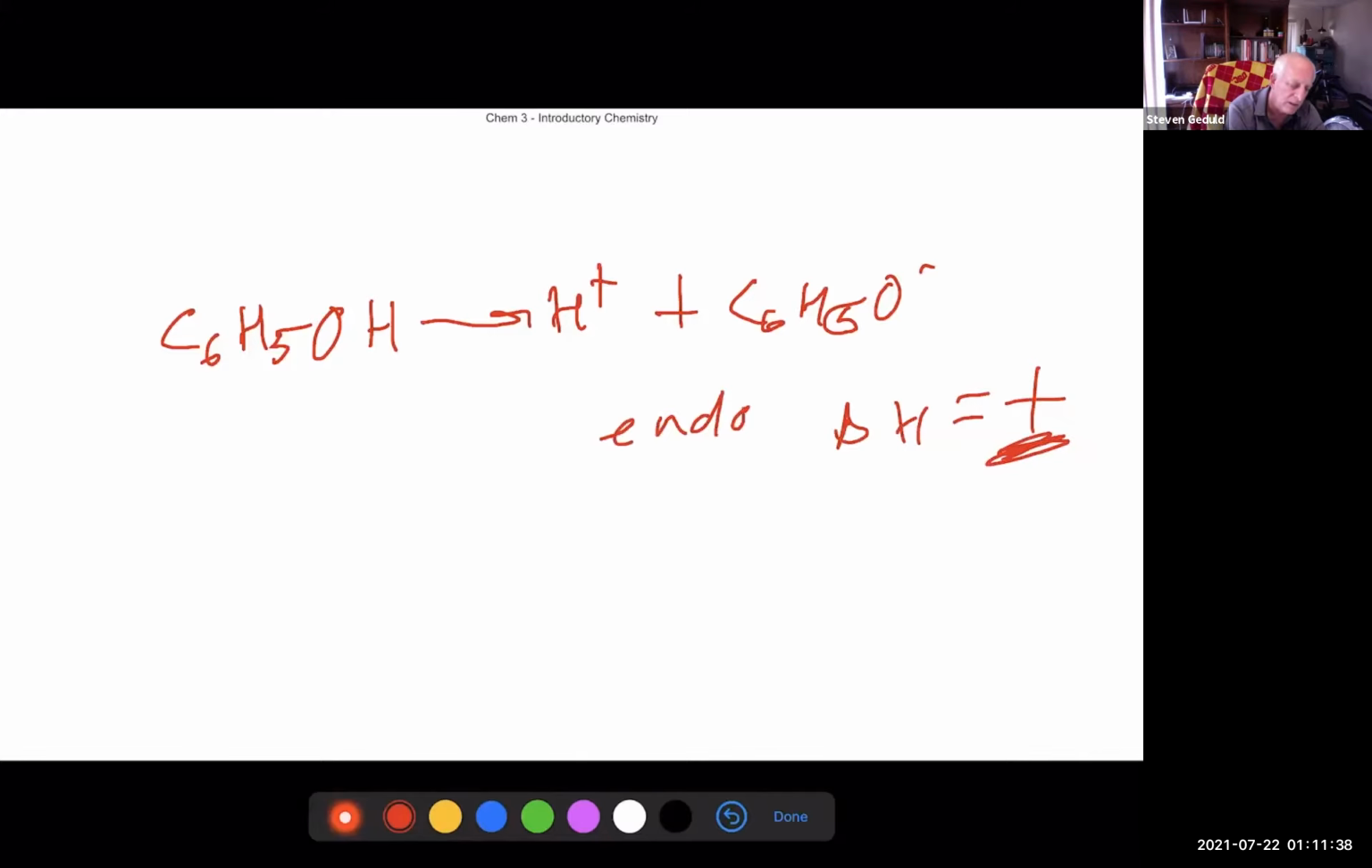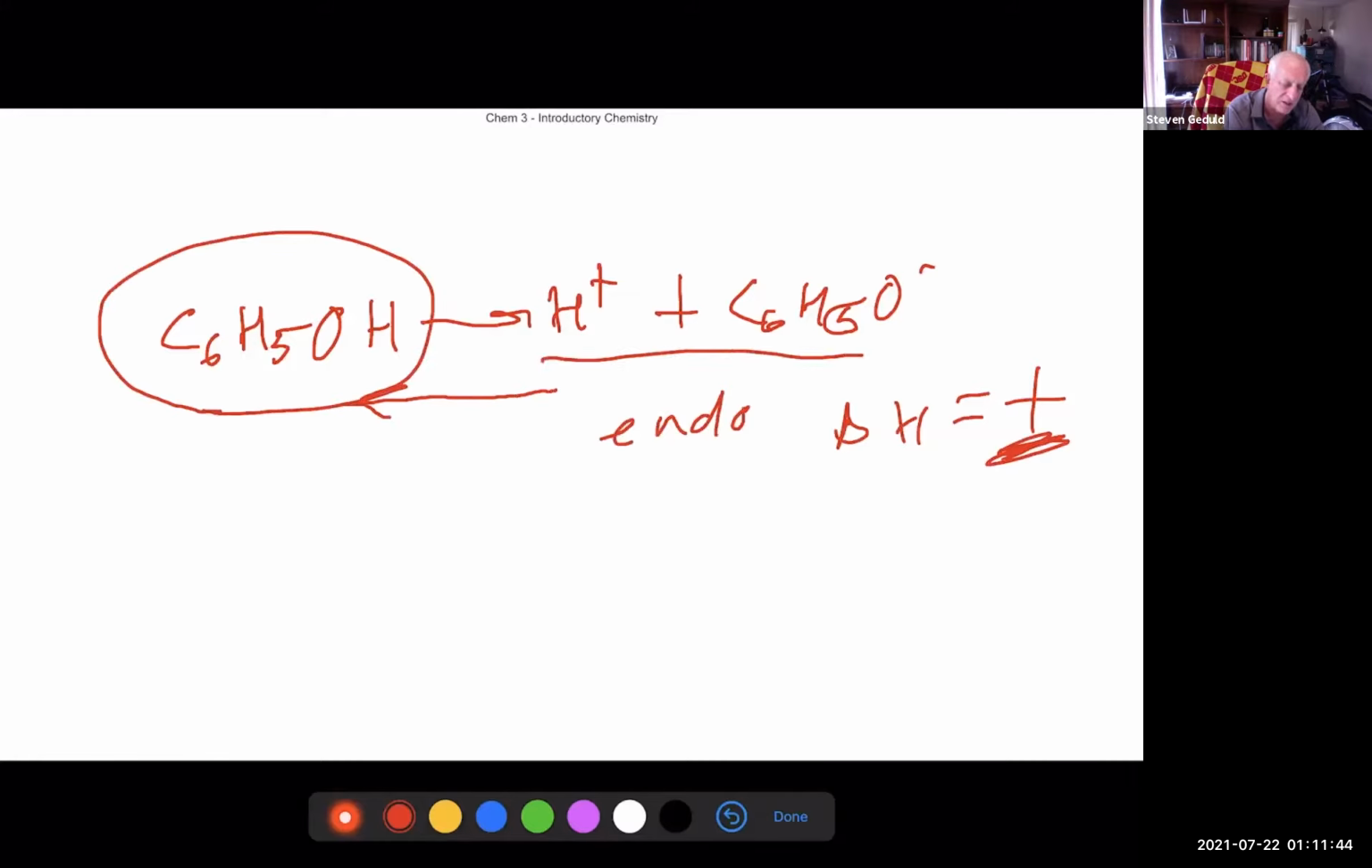So at equilibrium, more of the reactant is going to be existent than the products. So this is going to be greater than 50% over here because this is an endothermic reaction. So if delta H or enthalpy is positive, it's going to favor your reactants. If delta H is negative, that's exothermic. That means your lower energy is in the products. So more products will be formed.